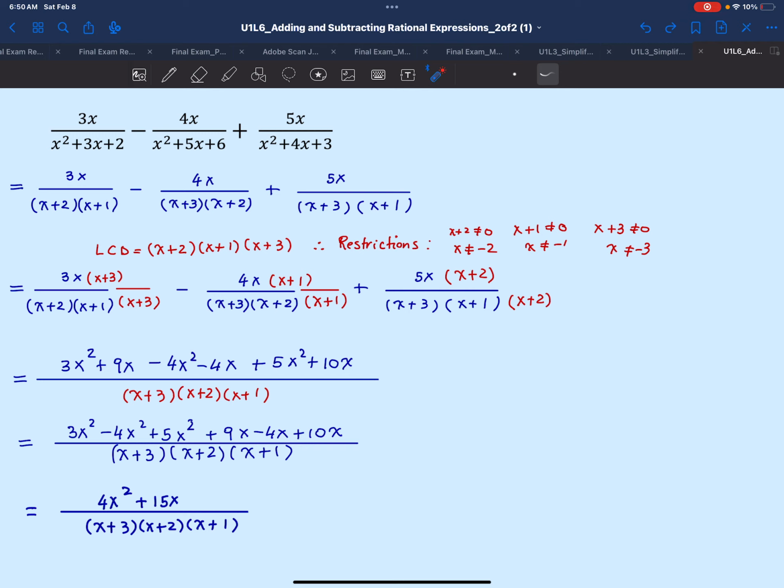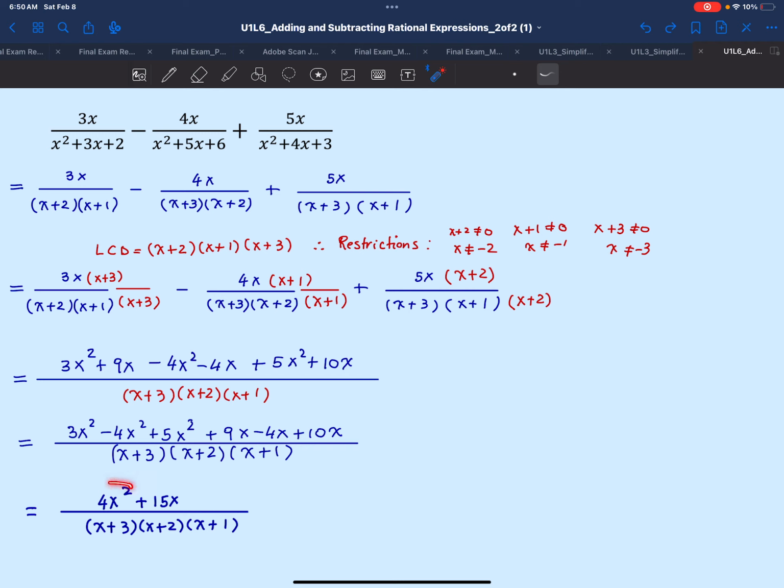Remember that the answers when simplifying rational expressions have to be in the most simplified and factored form. And the reason why we want to have the final answer in factored form as well is because we want to check and see if we have any common factor between numerator and denominator, so that if possible, we could further simplify the entire rational expression.